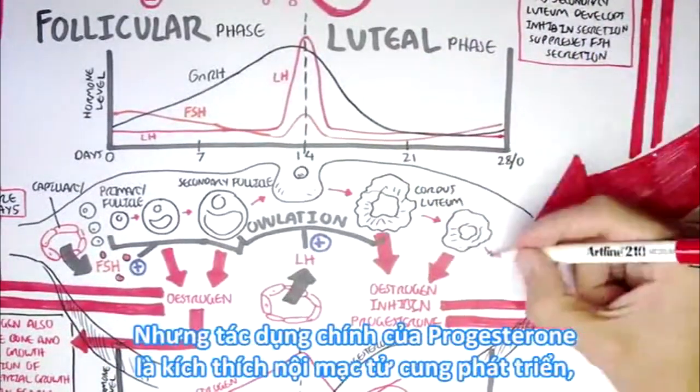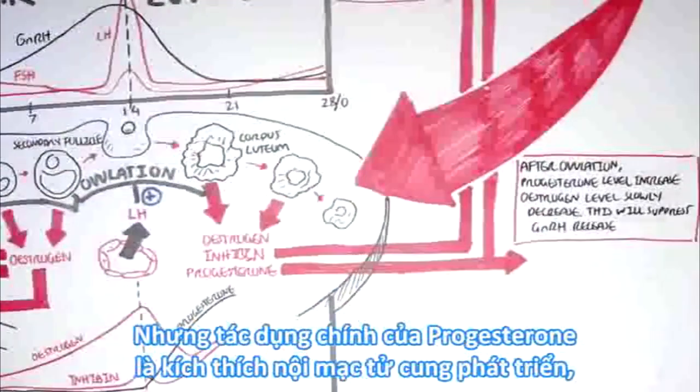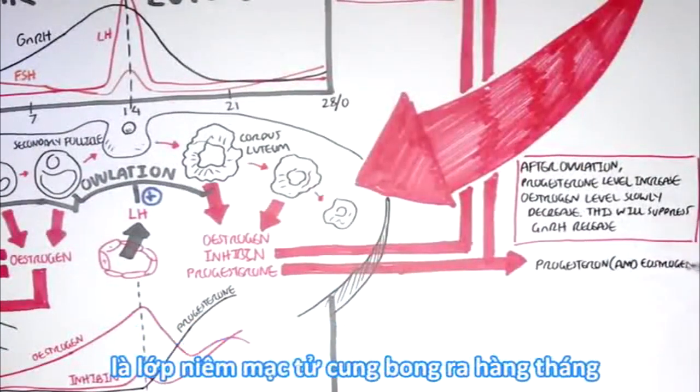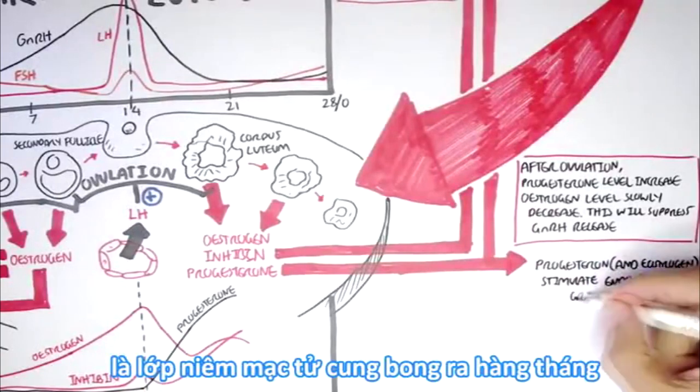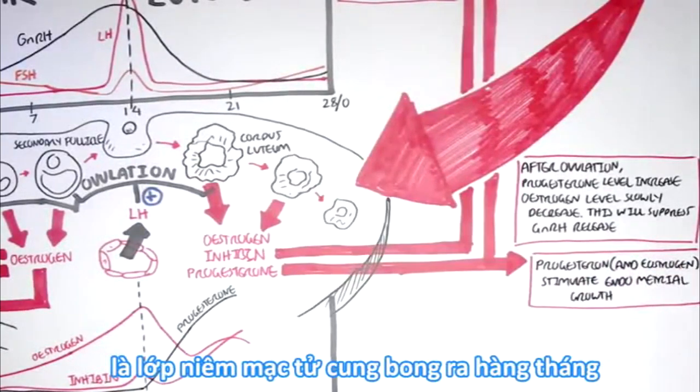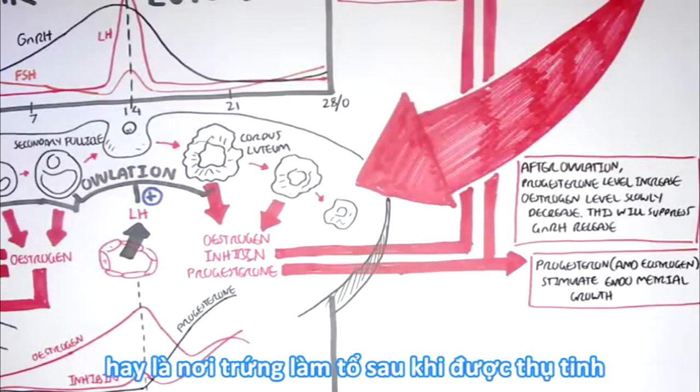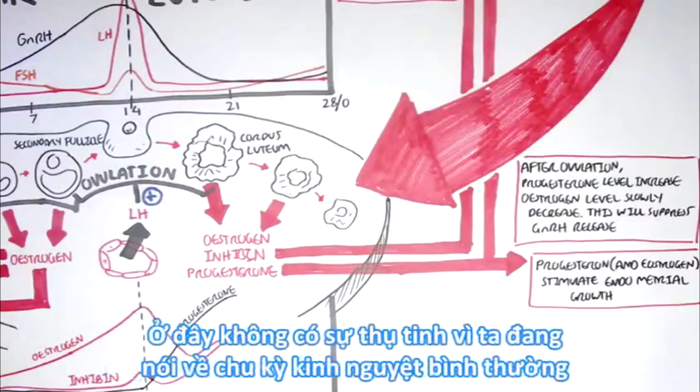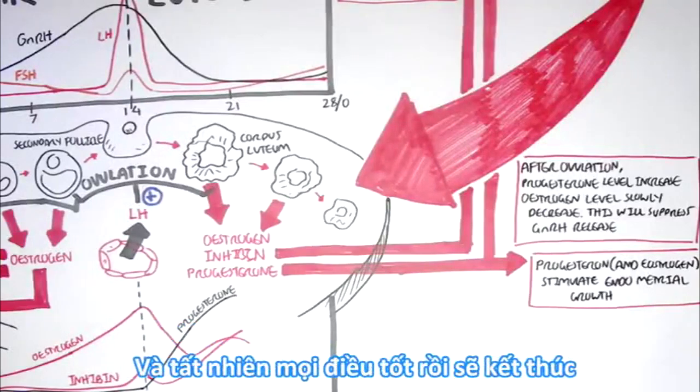But the main effect of progesterone is that it will stimulate endometrial growth. The endometrial lining is the lining of the uterus, which will shed each month, and the endometrium is where the egg will implant if it's fertilized by sperm. Okay, let's just say there was no fertilization, because this is just a normal menstrual cycle. And of course, all good things have to come to an end.